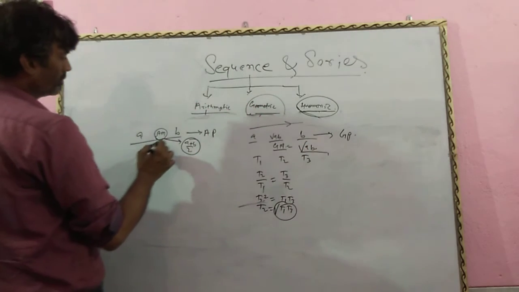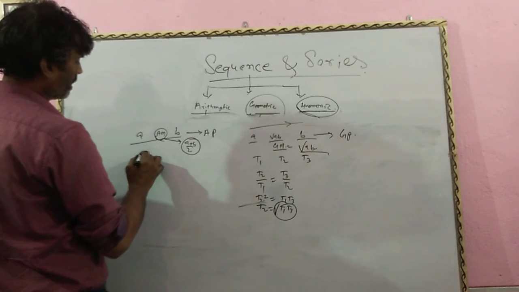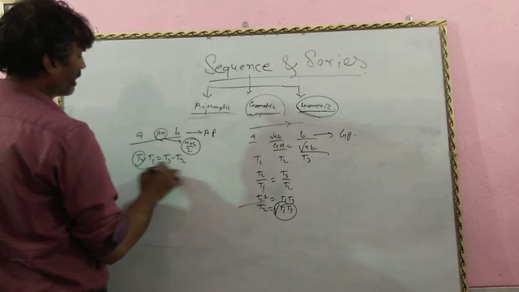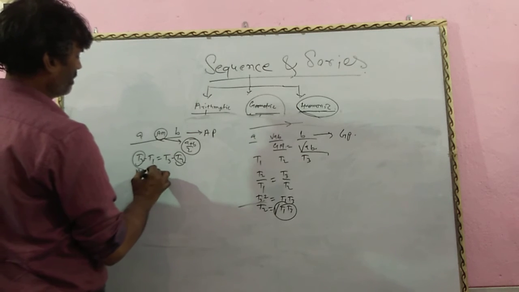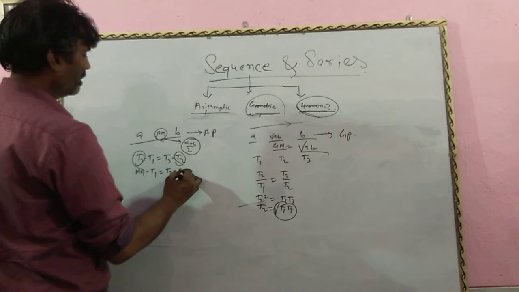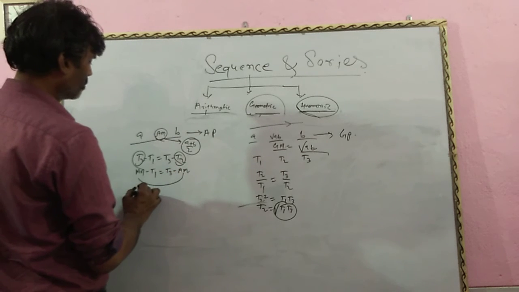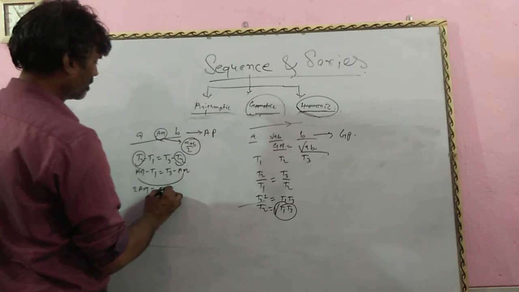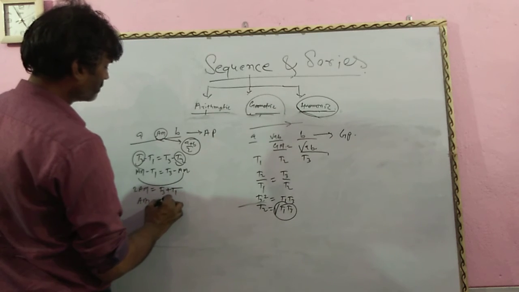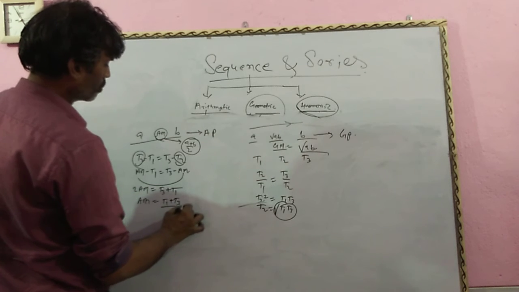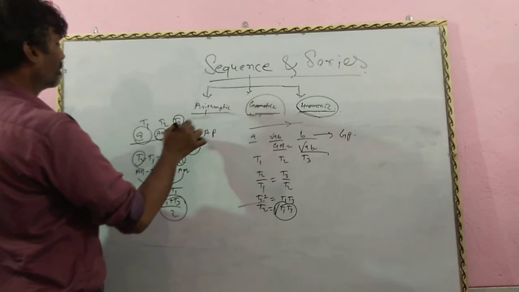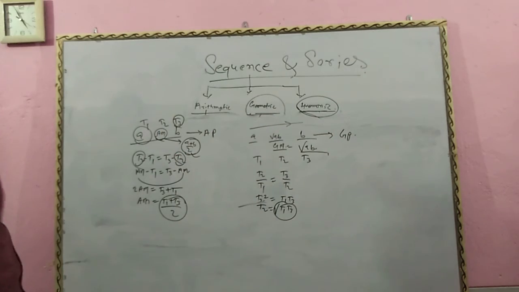Here, what was the same scenario? T2 minus T1 will be equal to T3 minus T2. T2 is the arithmetic mean. So AM minus T1 is equal to T3 minus AM. AM will come this side and this will become 2 AM is equal to T3 plus T1. Hence AM will be equal to (T1 + T3) upon 2. This way.